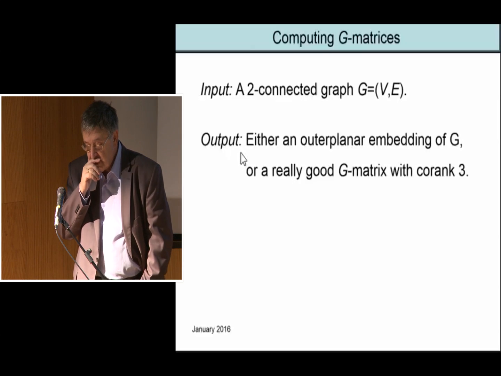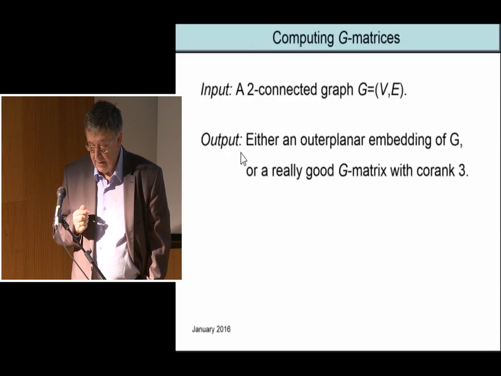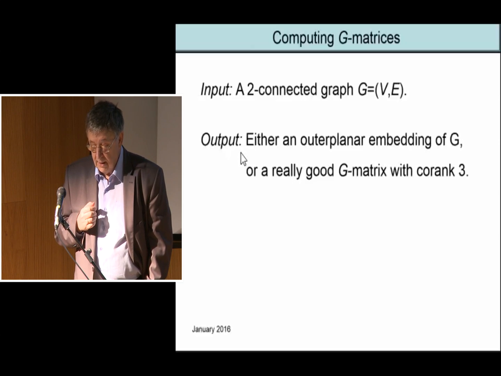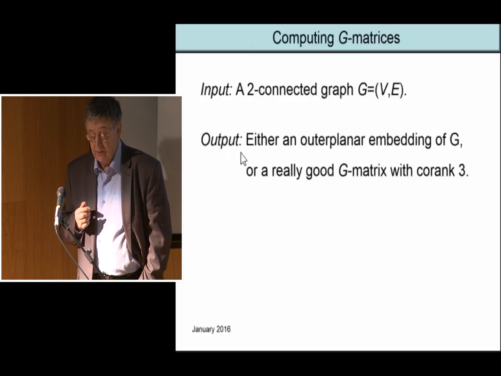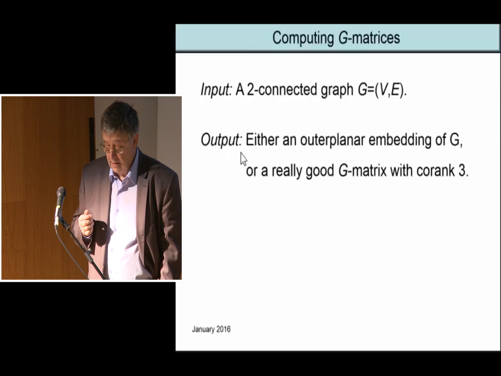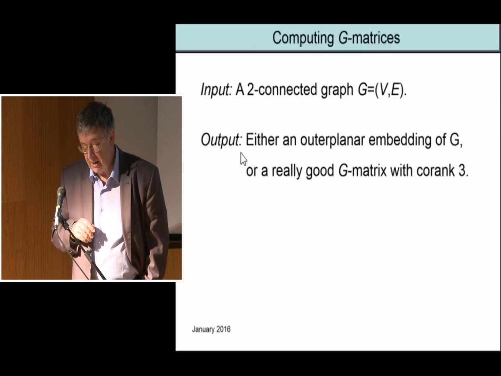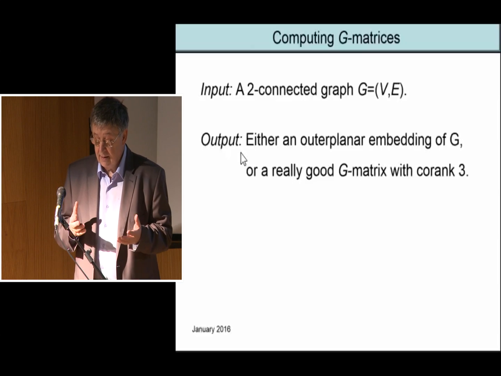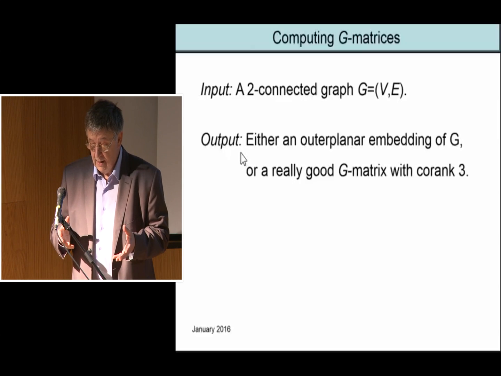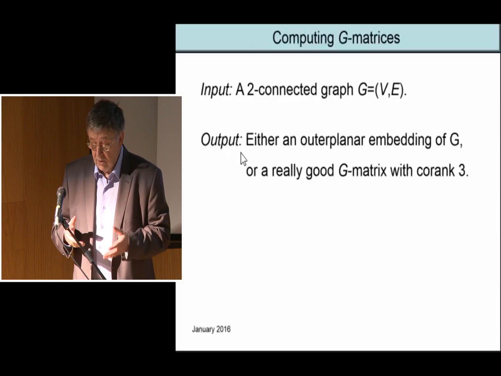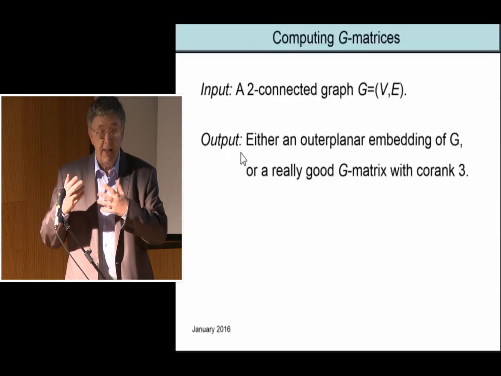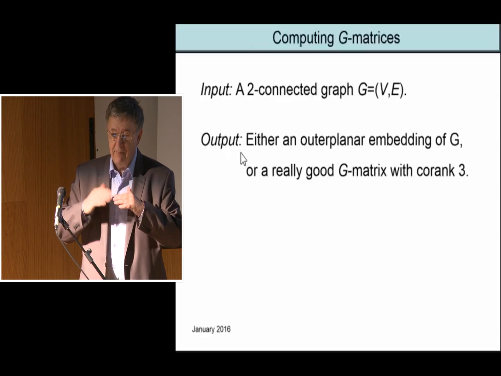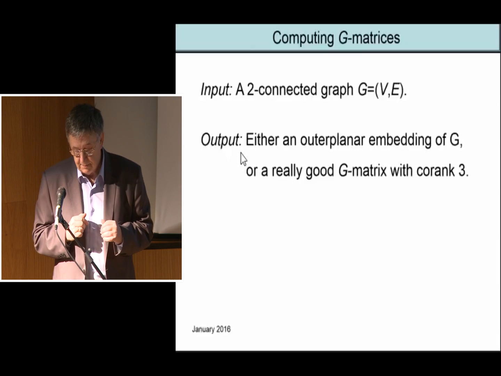So the question is the following. We know that these really good matrices exist, but in some cases, how do we construct them? So here is one example of this kind of algorithmic question. Suppose we have a 2-connected graph G. 2-connected only rules out some complications I don't want to deal with. And we would like to find what? Either an embedding of it in the plane, in an outerplanar way, or we would like to find a really good G matrix with corank 3, which then would give an embedding in higher dimensional space. Now, of course, this is just one step in a possible construction by induction.